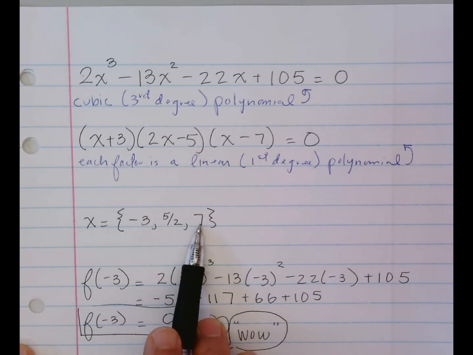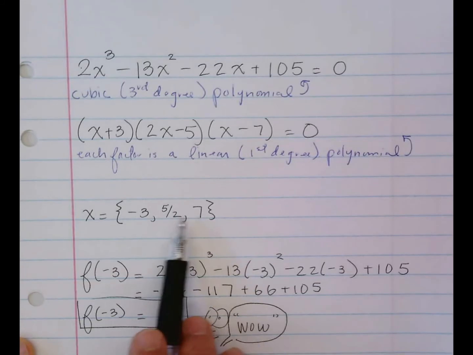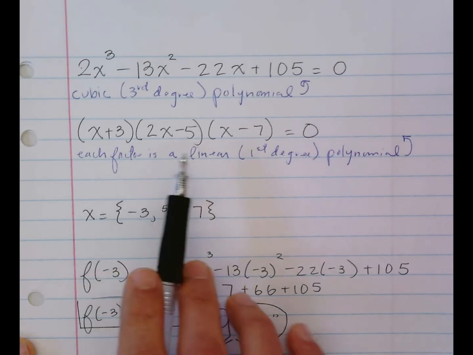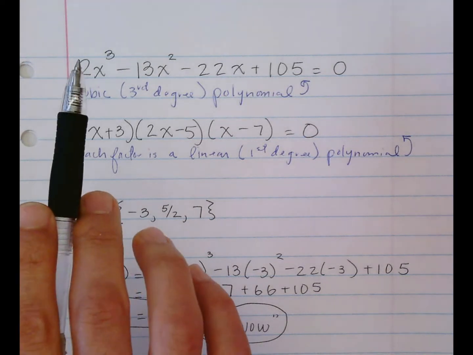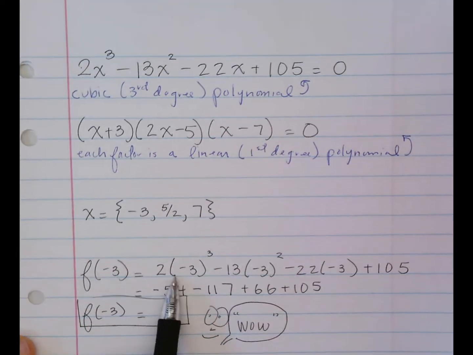The connection here that I want you to make, this kind of content connection, is that each of these solutions, this negative 3, 5/2, and 7, not only satisfies each of these linear factors, but each of these solutions also satisfies the original cubic function. Here's some proof of that.